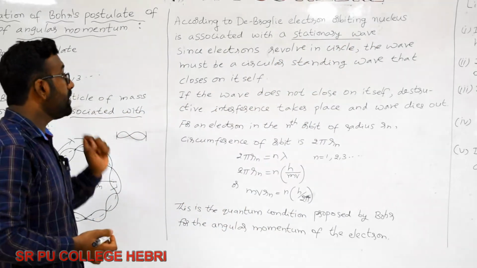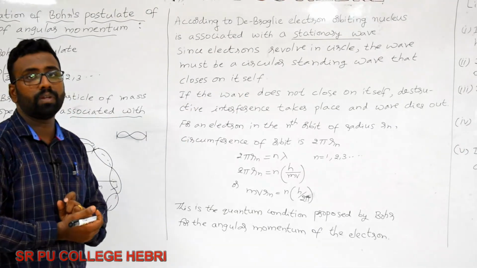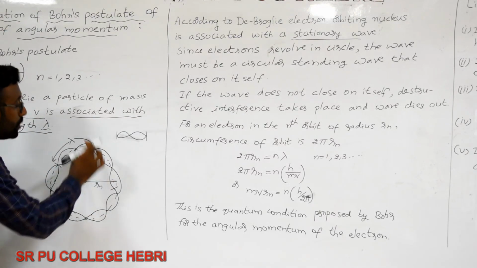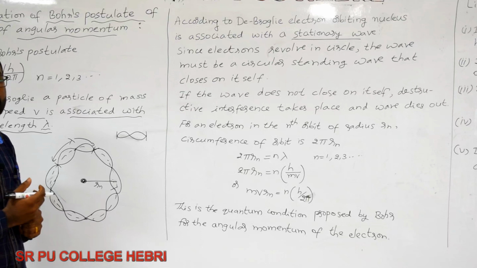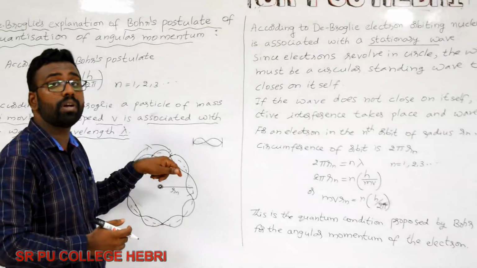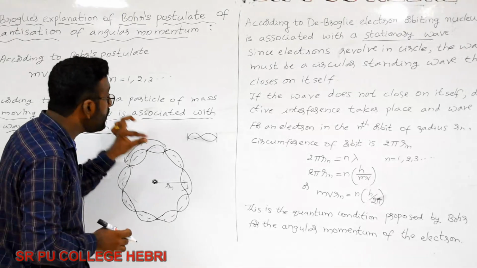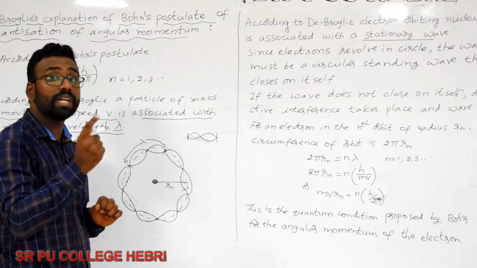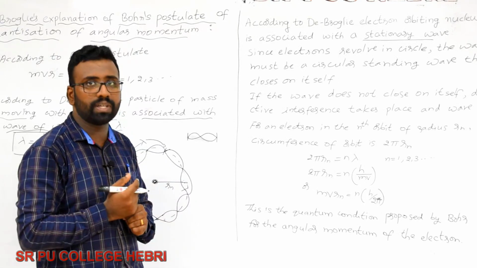Since electrons revolve in a circle, the wave must be a circular standing wave that closes on itself. Now you see here, as electrons are revolving around a circular path, this wave must close on itself. That means you can have a stationary wave around the nucleus. That's the reason for the possibility of an electron revolving around the nucleus in a particular orbit. This closing of waves will not be possible in all the energy orbits. That's the reason why we had discrete orbits, not continuous orbits, according to Bohr's theory.